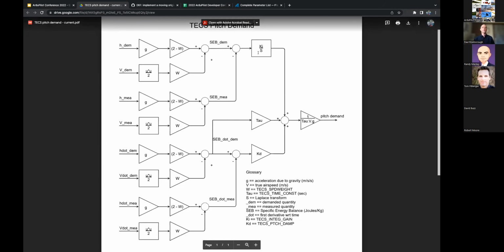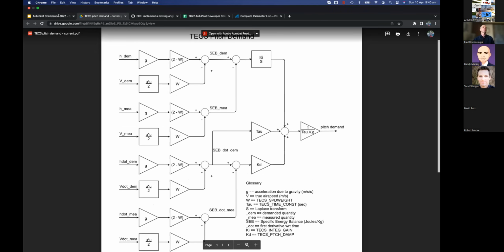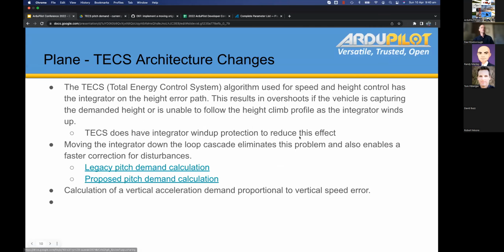So that's one of the limitations there. My instinct with control systems is to usually get the integrator as far down the loop cascade as possible. And so this is the proposed control loop.